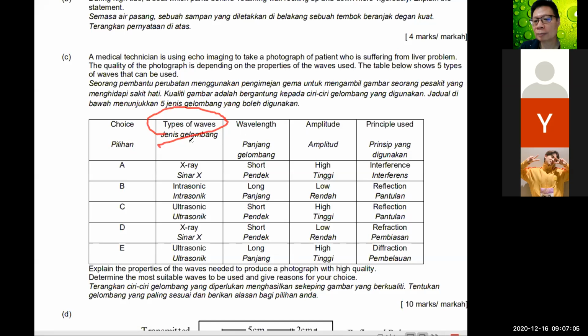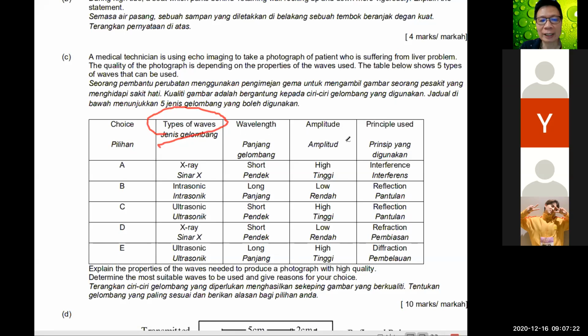Okay, which one to choose here? Zhong Jiayin, choose X-ray, infrasonic or ultrasonic? Ultra. Yes, correct. We choose ultrasonic. It's too dangerous to use X-ray. No, don't use X-ray. We choose ultrasonic, so now it is limited down to 2 only to choose.